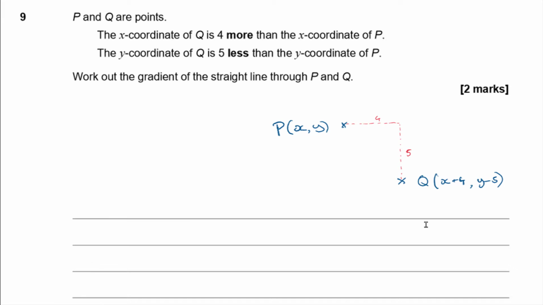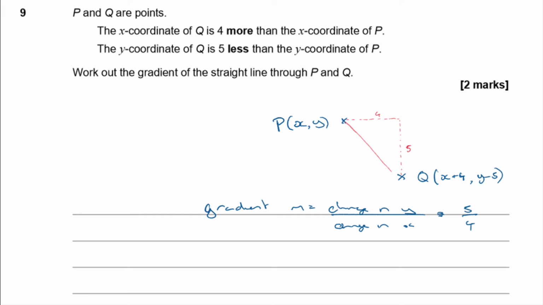I can just use the triangle to solve this, can't I? So if you think about it, we want the gradient of this line here, and gradient m is equal to change in y divided by change in x, isn't it? Okay, so here change in y is 5 and change in x is 4. Don't forget though that this line is sloping downwards from left to right. So you could consider that to be -5 rather than +5. So this gradient is going to be negative overall. So it's going to be -5/4.